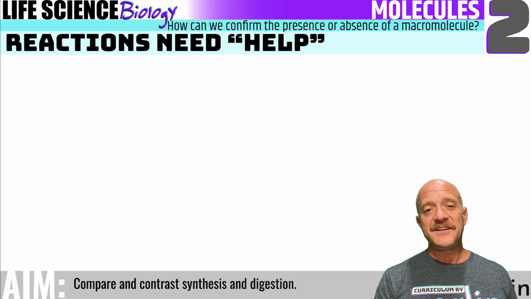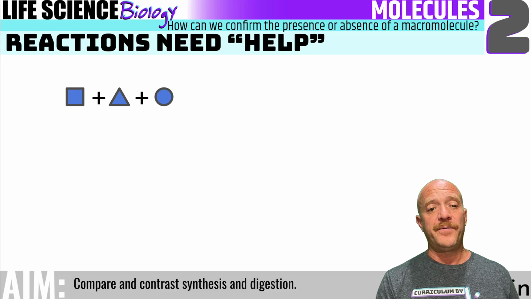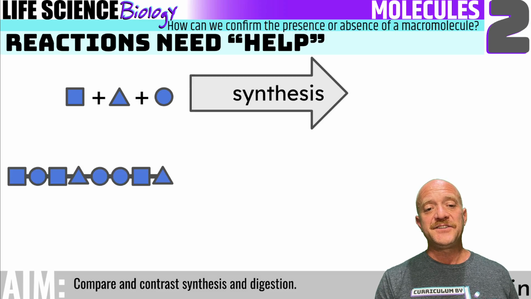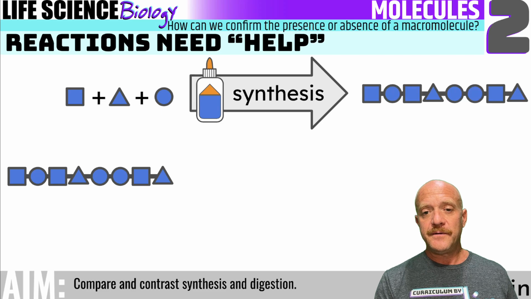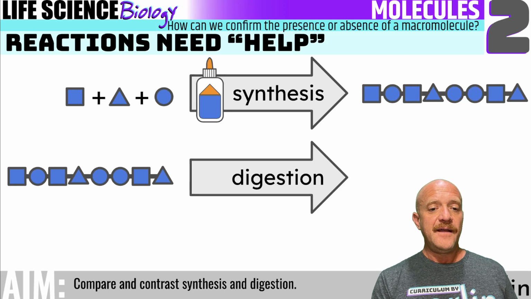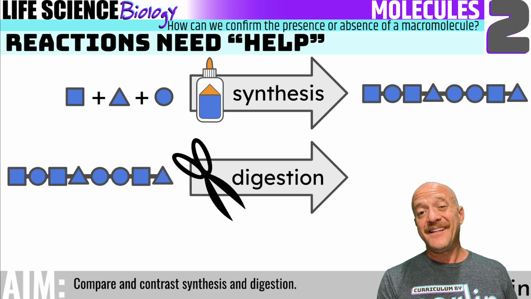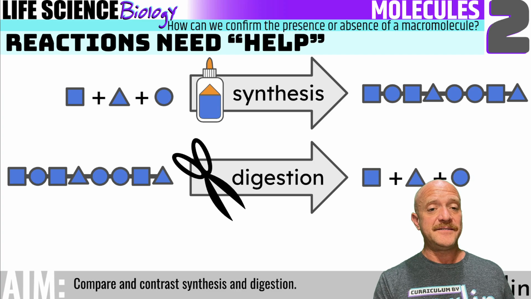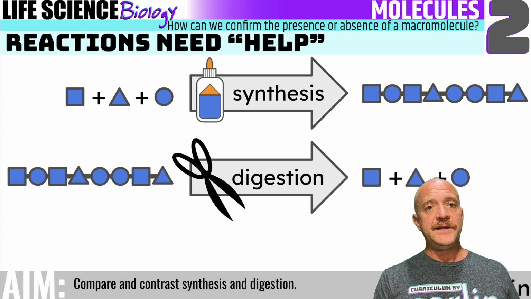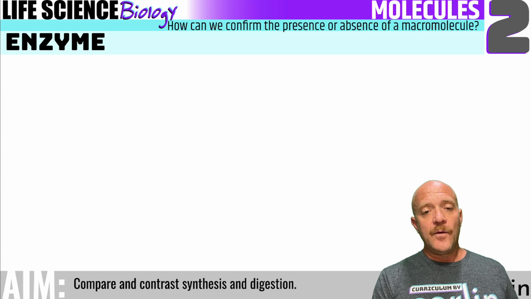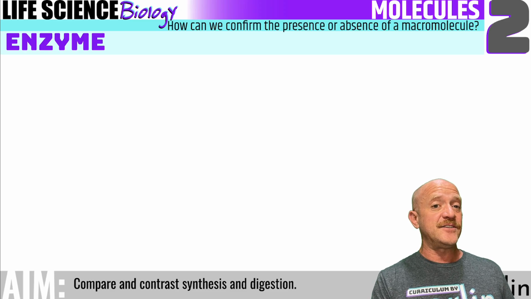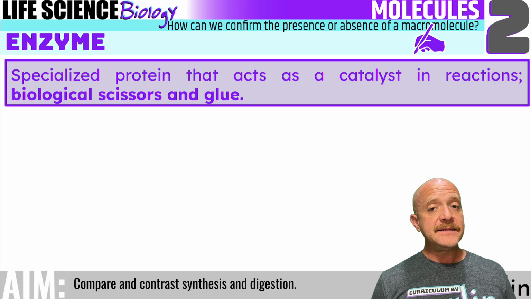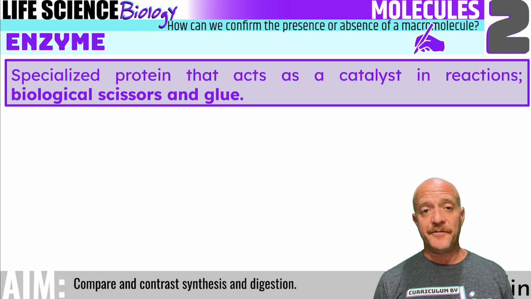So reactions can't just run on their own. They need a little bit of help. So for these reactions to occur, synthesis needs a little bit of glue to put them together. And the digestion needs something like a scissors to cut them apart. So this isn't just going to happen automatically. What the cells use are specific proteins called enzymes. An enzyme is a specialized protein that acts as a catalyst in a reaction.